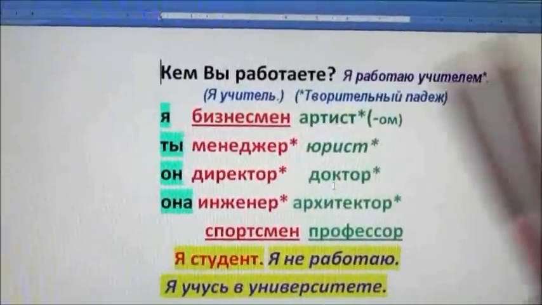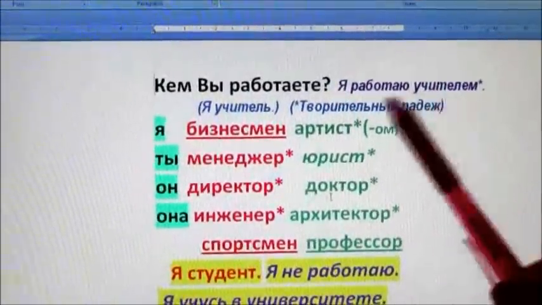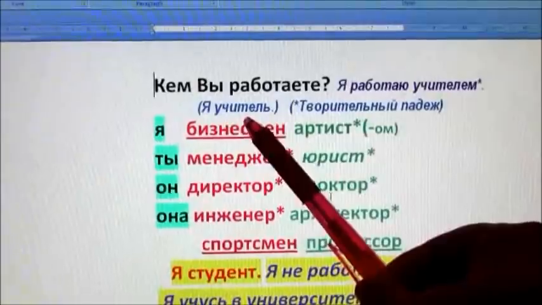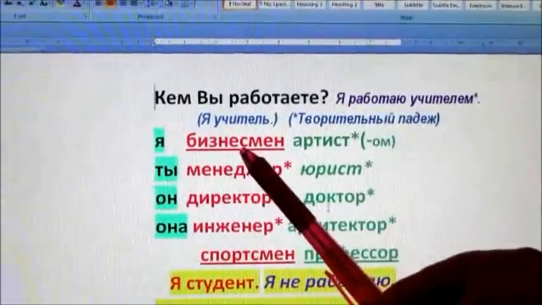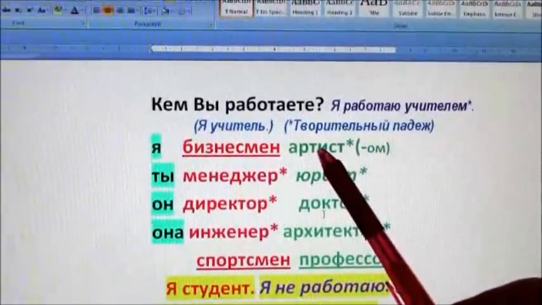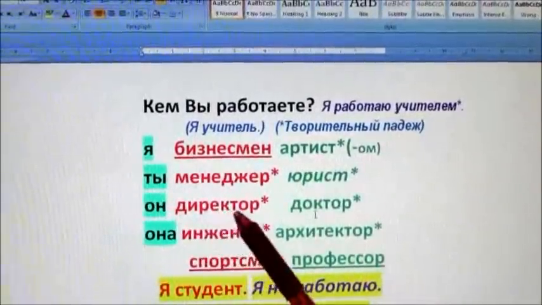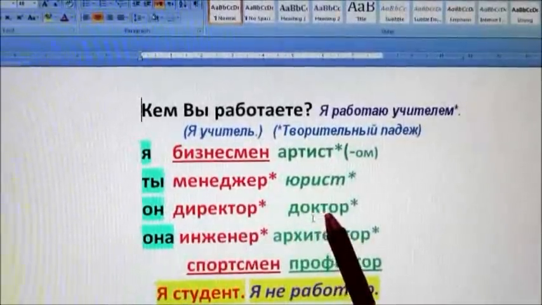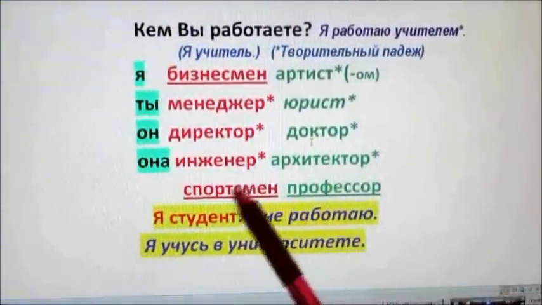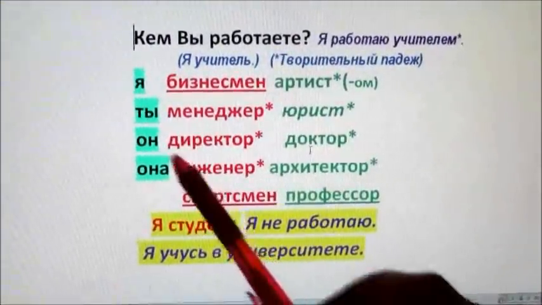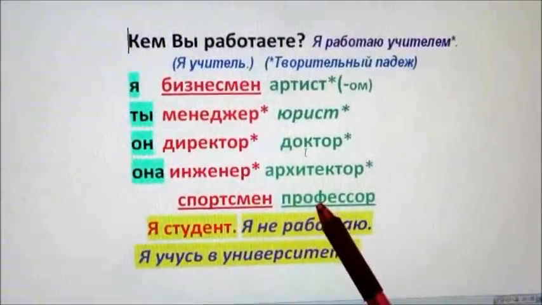Let's repeat them. Кем вы работаете? Я работаю учителем. This is I am saying about myself, okay? Я работаю учителем. Я учитель. I'm a teacher. Творительный падеж, instrumental case. Я бизнесмен. Я артист. Ты менеджер. Ты юрист. Он директор. Он доктор. He's a doctor. Она инженер. She's an engineer. Она архитектор. Он спортсмен. He is an athlete. Он профессор. He is a professor of university.